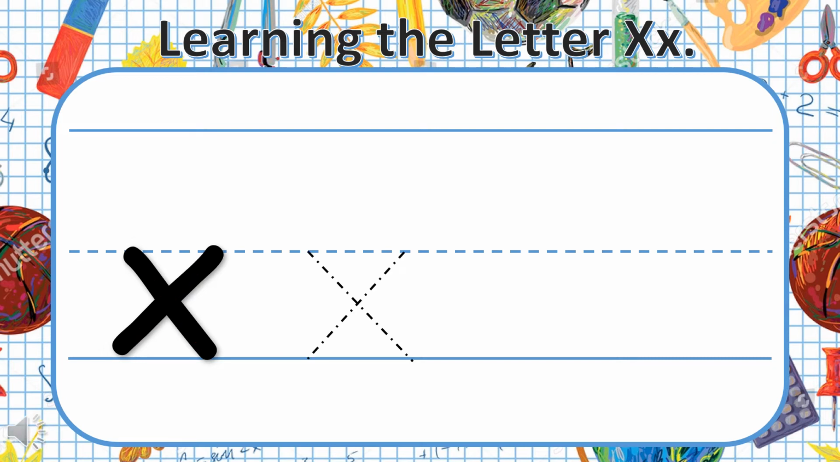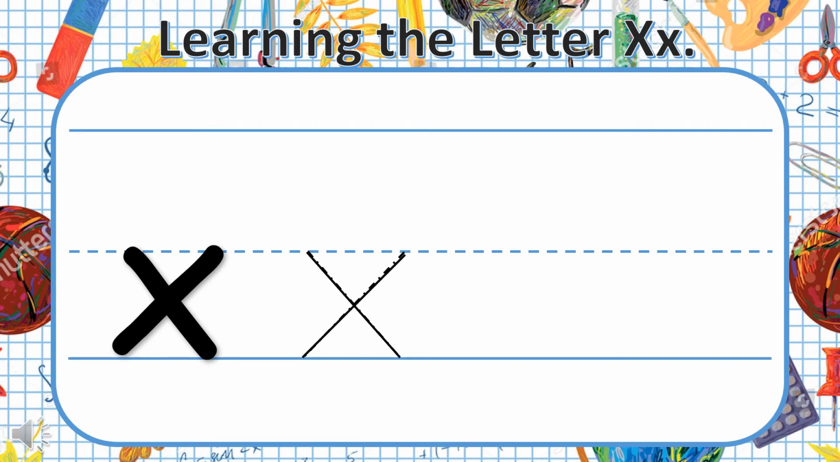Now we're going to trace the letter X. So we're going to start at the middle line there by the red arrow and we're going to go, remember, diagonal. We're going to go down all the way from the middle to the bottom line. We're going to lift our pencils, go back to the middle line and do the second cross line. And we're going to cross over the first line and there we go, finished.